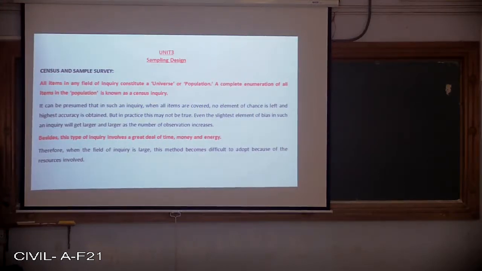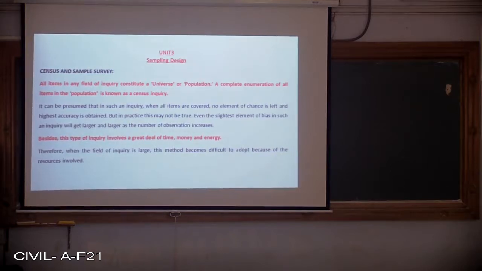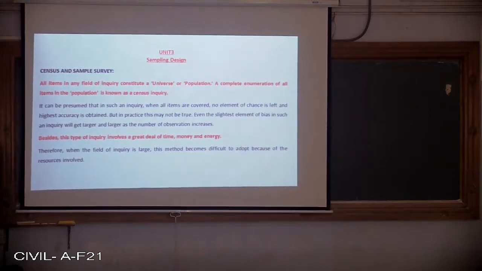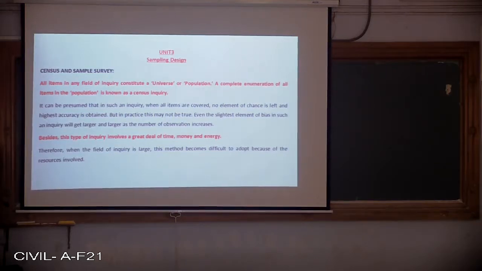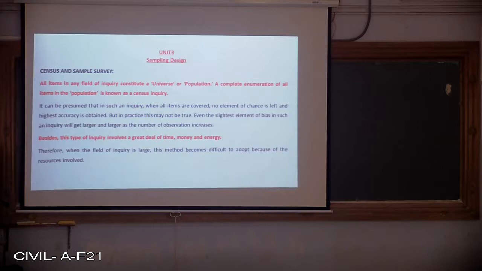It can be presumed that in such an inquiry, when all items are covered, no element of chance is left and highest accuracy is obtained. But in practice, this may not be true. Even the slightest element of bias in such an inquiry will get larger and larger as the number of observations increases. So what he is saying is constituting a universe or population, and presuming that all such items are covered in that part. It is census or sample survey.